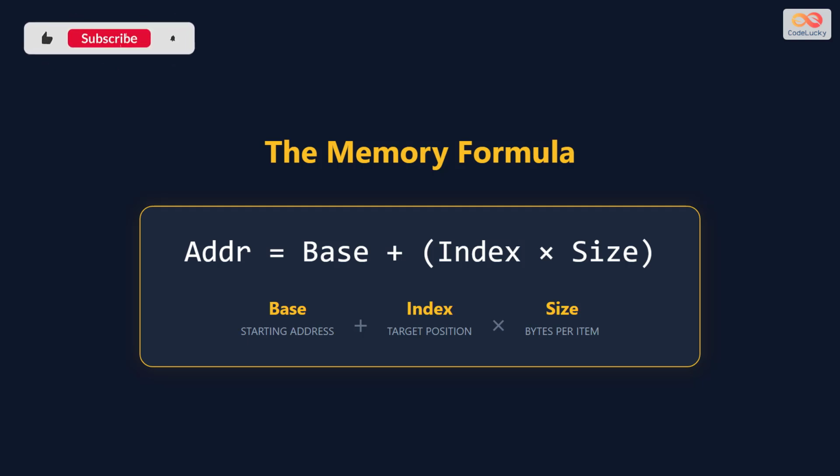This leads us to the magic formula for finding data. The address of any element is simply the base address plus the index multiplied by the size of the data type. This simple mathematical equation allows the computer to find data instantly.